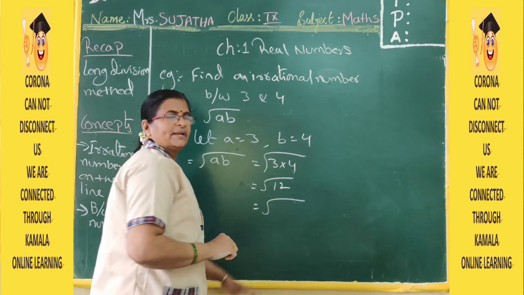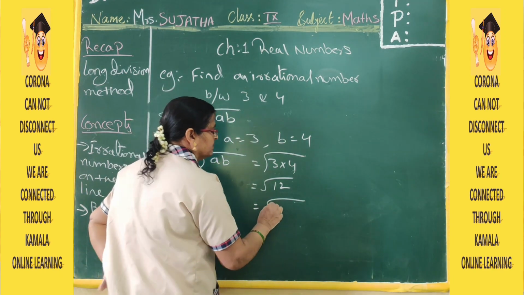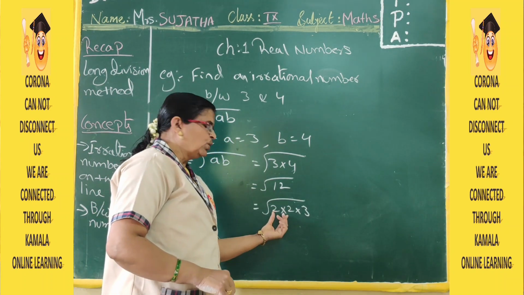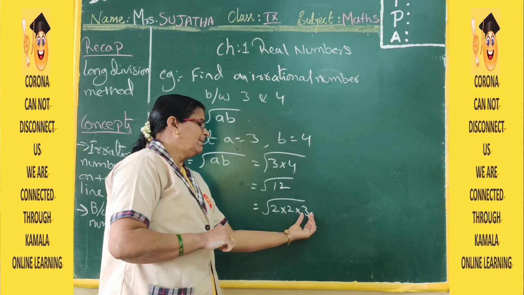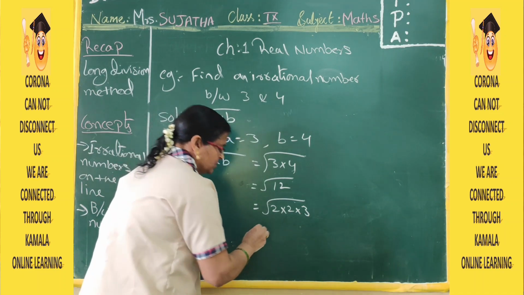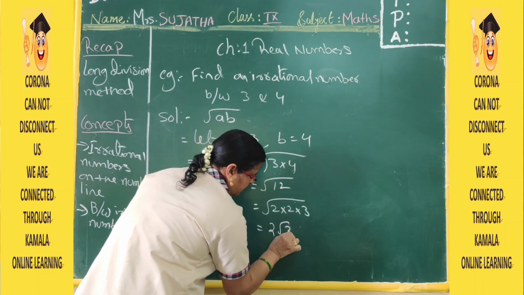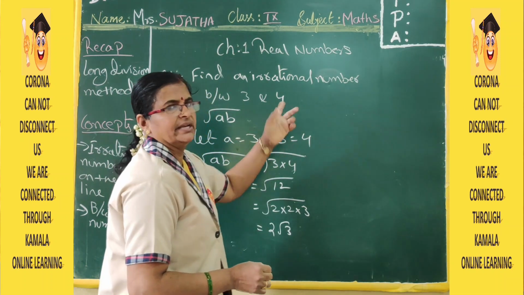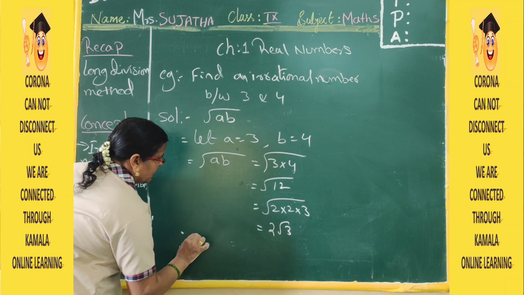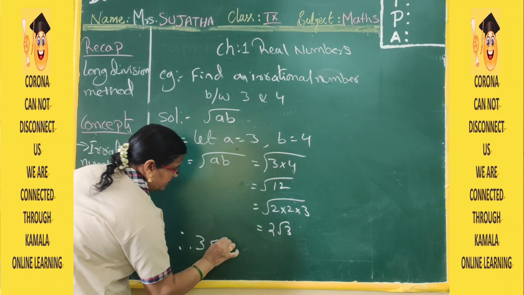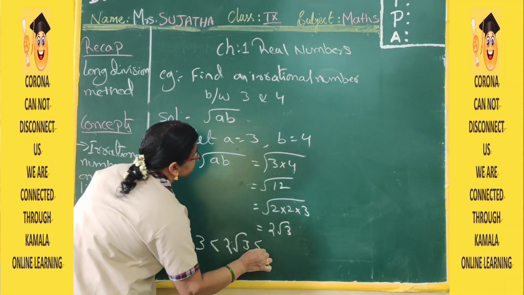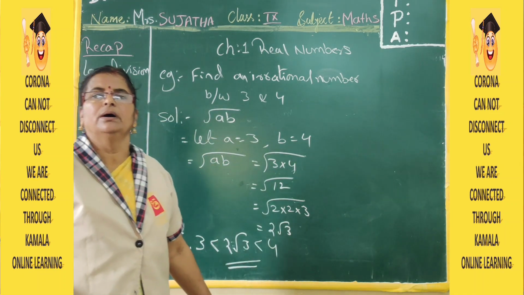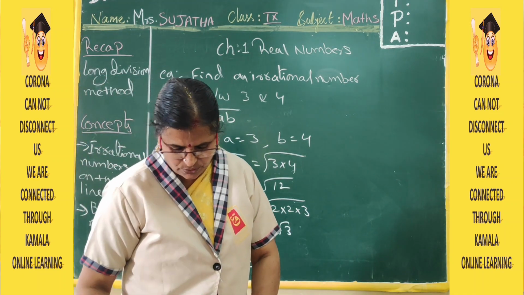If you write the prime factors of 12, what you will get? 2 into 2 into 3, no? So for 2 2's, 1 2 will come out. What will be left inside? 3 will be left. So 2 root 3. 2 root 3 is an irrational number which lies between 3 and 4. Therefore 3 less than 2 root 3 less than 4. So 2 root 3 is an irrational number which lies between 3 and 4.